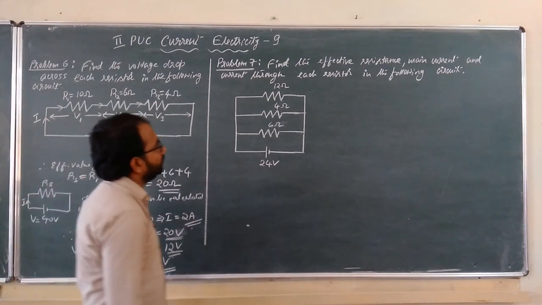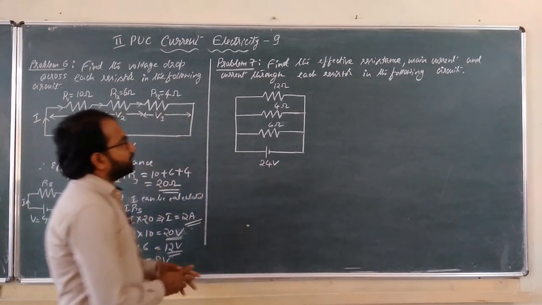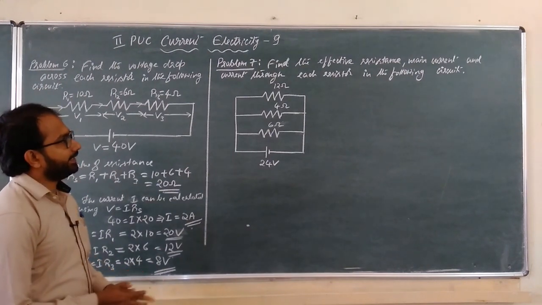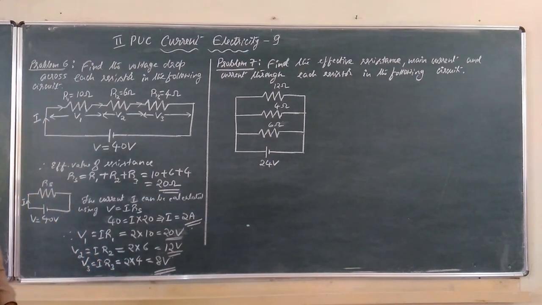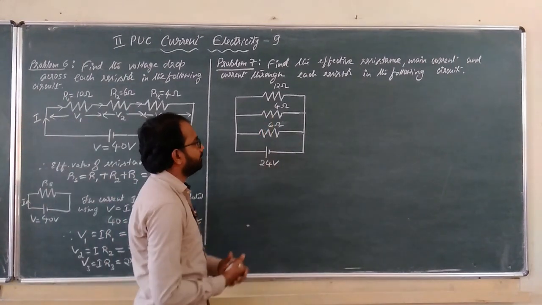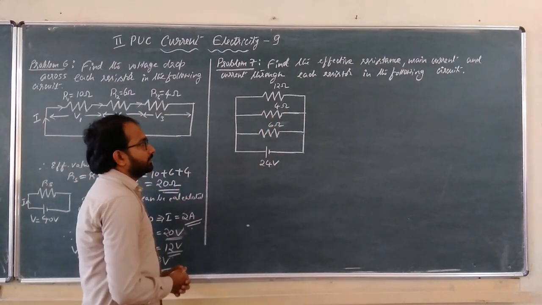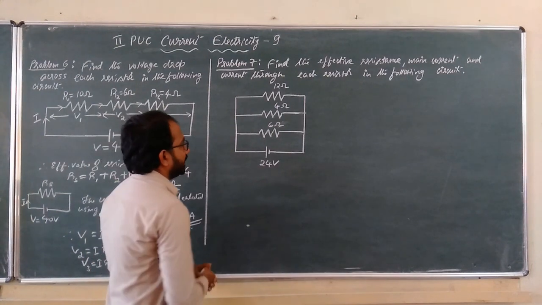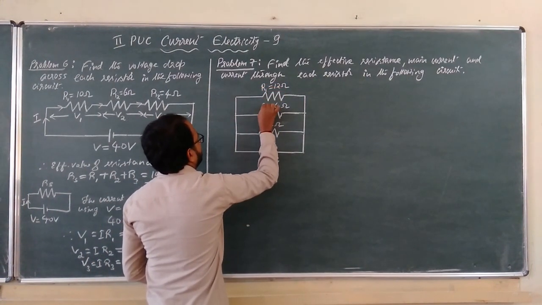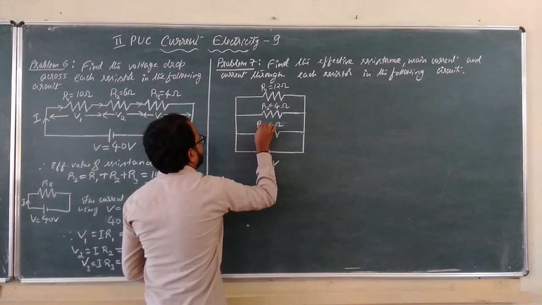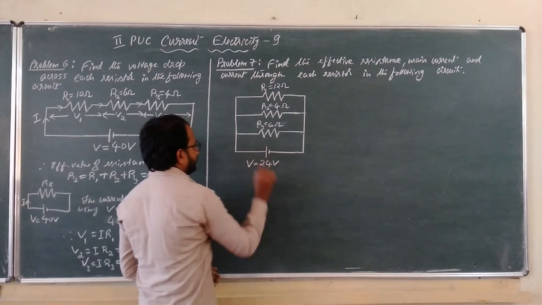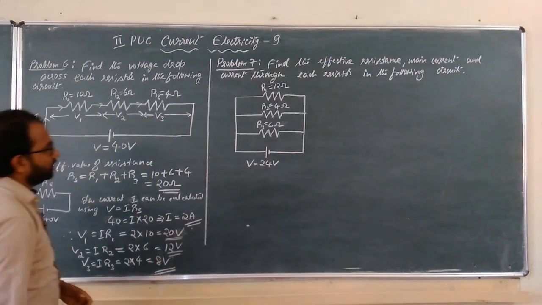Next we move on to the next problem. Find the effective resistance, main current and current through each resistor in the following circuit. The parallel combination of resistors is given. Three resistors, R1, R2 and R3, are connected in parallel. The source voltage is say 24 volt.